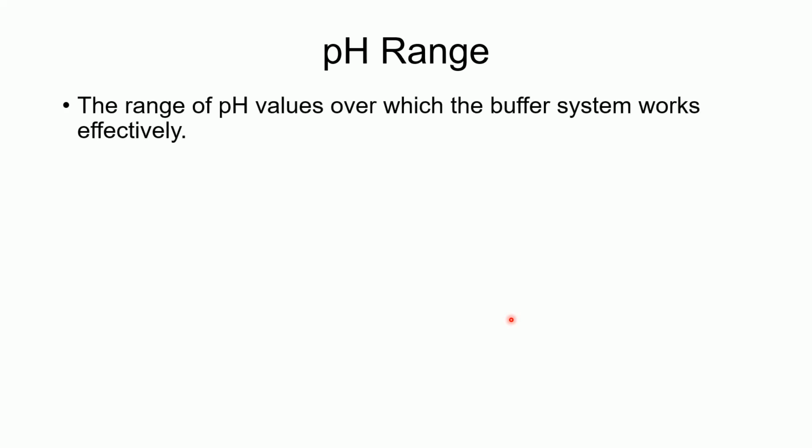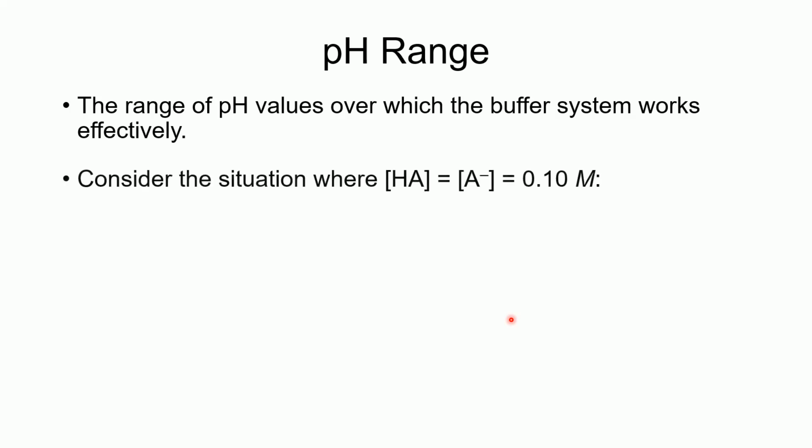Another topic that we want to look at is something that we refer to as the pH range. And pH range is the range of pH values over which a buffer works effectively. All right. So if we consider a situation like this, where our concentration of our weak acid is equal to the concentration of our conjugate base, which is equal to some number, and I'm just going to say 0.10, that means that when we put that into the equation, your pH is equal to the pKa plus the log of 0.1 over 0.1. Well, 0.1 divided by 0.1 is 1.